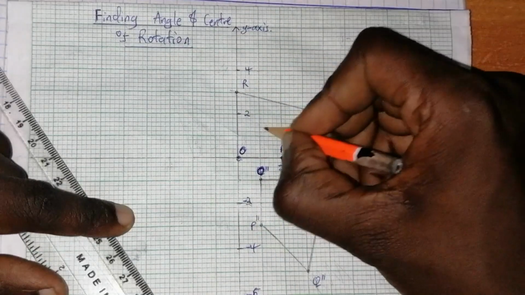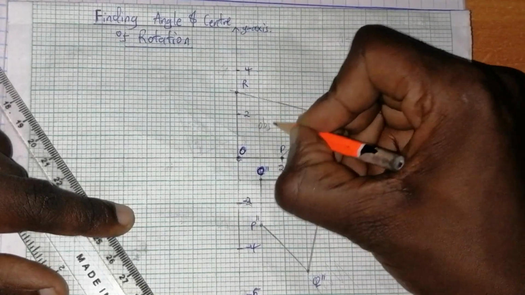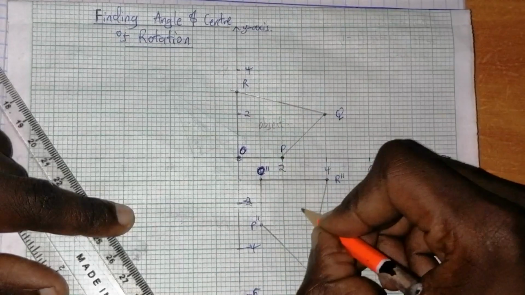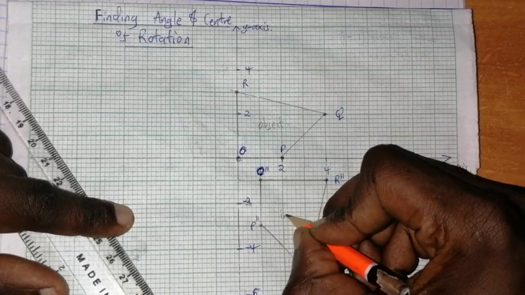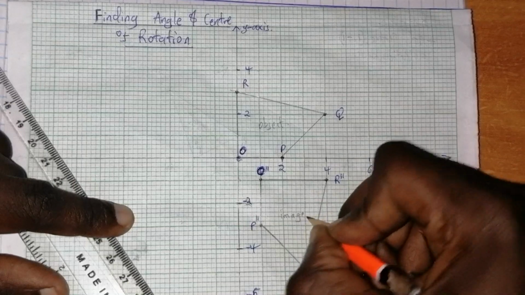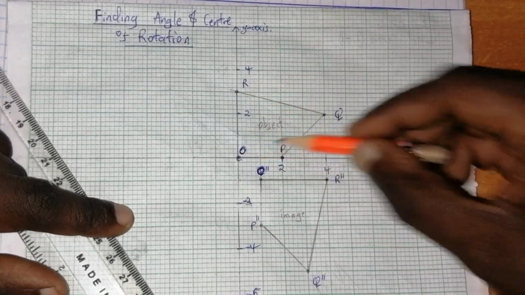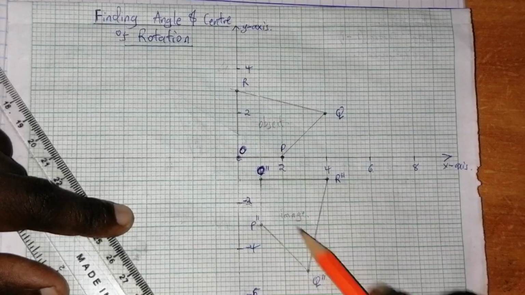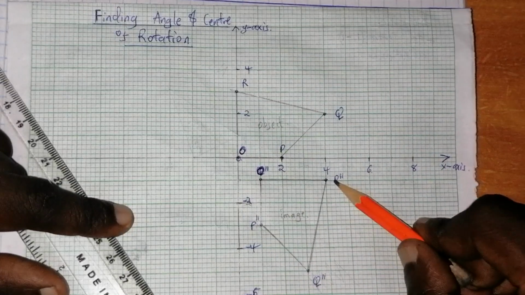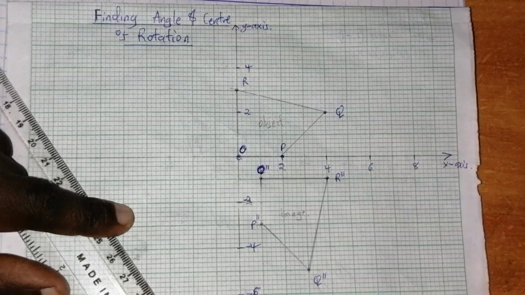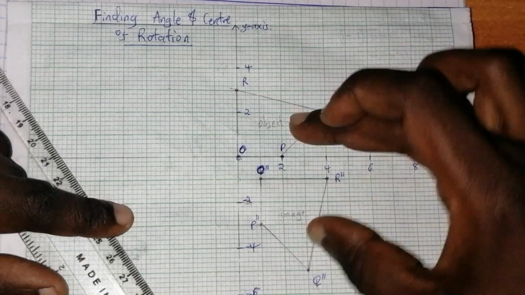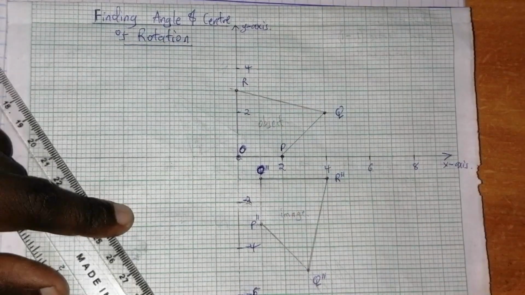such that this diagram has been rotated this direction. So this will act as our object, and this other diagram will be the image, because the object is P, Q, R, and O, and the image is P double prime, Q double prime, R double prime, and O double prime. So how can we describe such kind of a transformation?